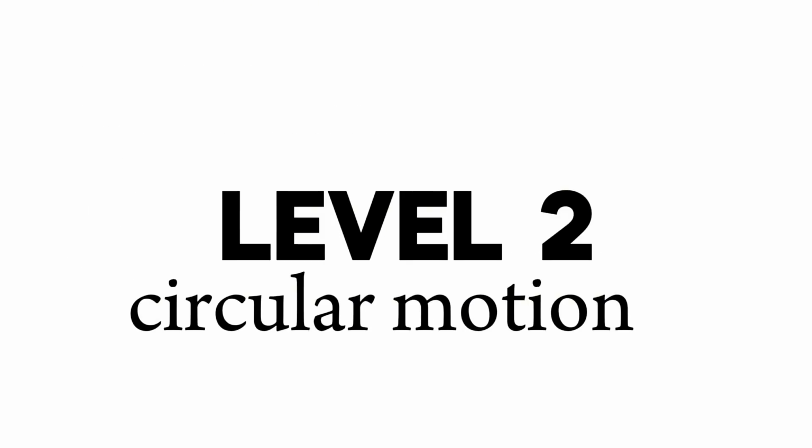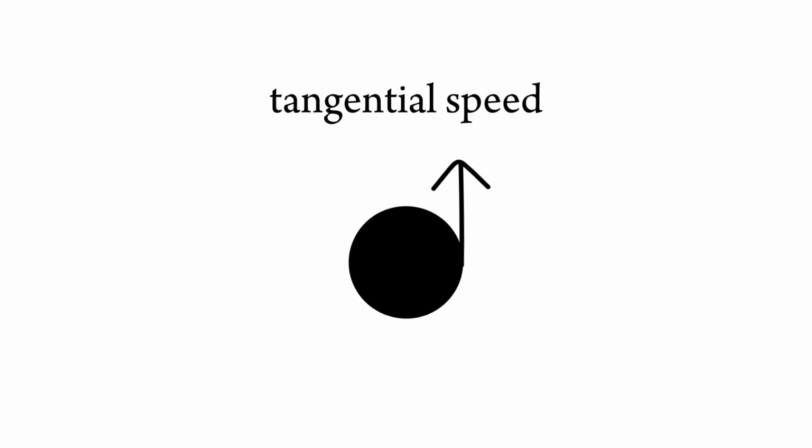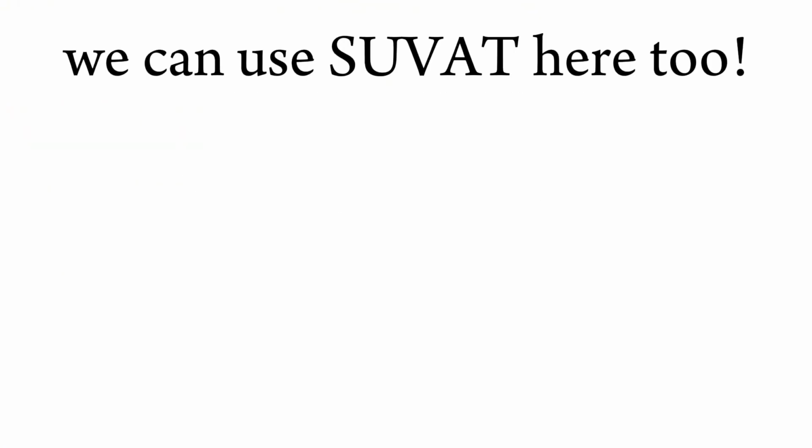Now, in the second level, we have circular motion. In this type of motion, we use different units for each value, like angular position, velocity, and acceleration. But then, we also have tangential speed and centripetal acceleration, which are a bit more complex, but not too difficult to understand either. We can use the SUVAT equations here as well.